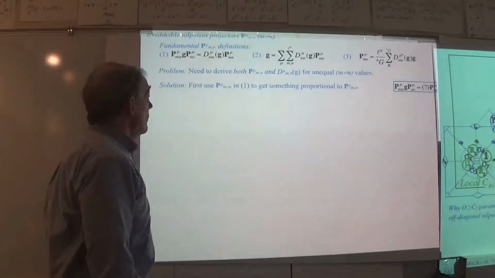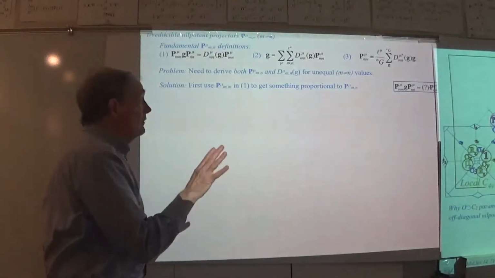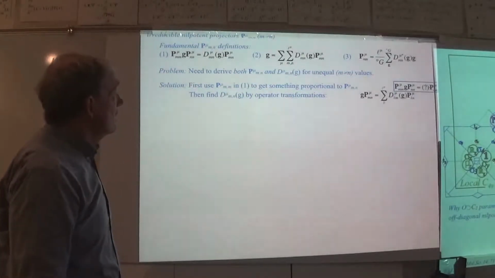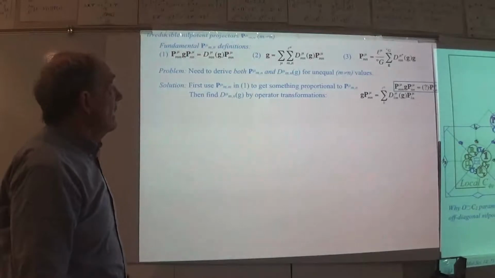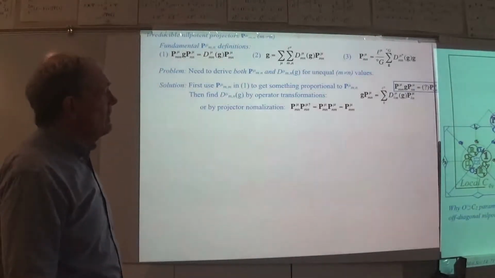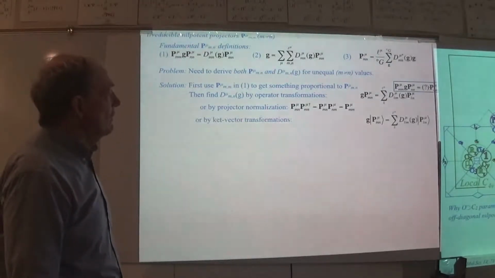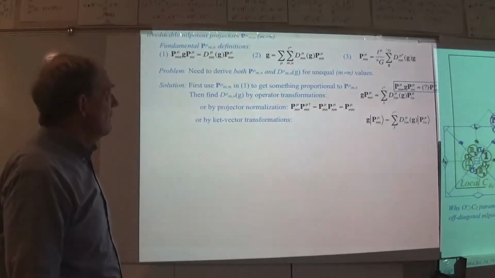So the first is to use the diagonal projectors to get something proportional to one of the non-diagonal ones. Okay, so we touched on this already, and the operator transformations are also available to us to get the numbers, components. So projector normalization, of course, is behind a lot of this.